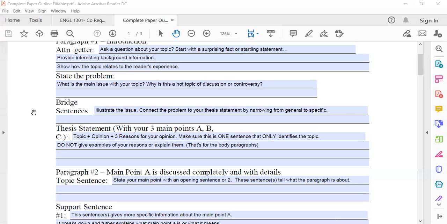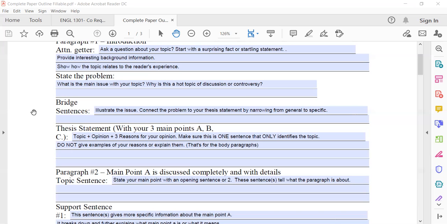Next, you're going to have some bridge sentences, and a bridge sentence sounds exactly like what it is. It's basically going to connect the problem that you talked about to your thesis statement, and it's going to narrow and go from general to specific. So your entire introduction is getting more and more specific down to the most specific sentence, which is your thesis statement. This can also be your illustration of the issue, so you can elaborate more on the issue that you just previously mentioned.